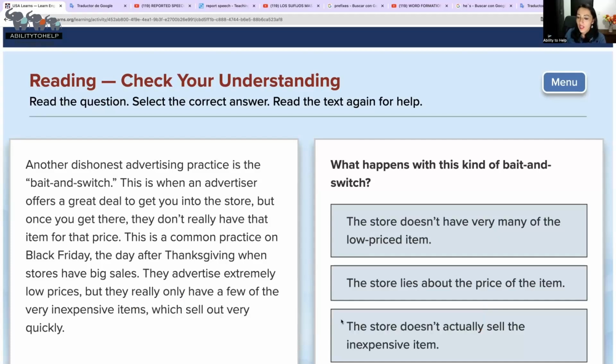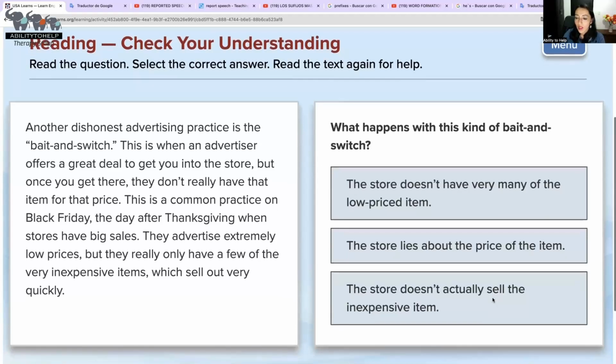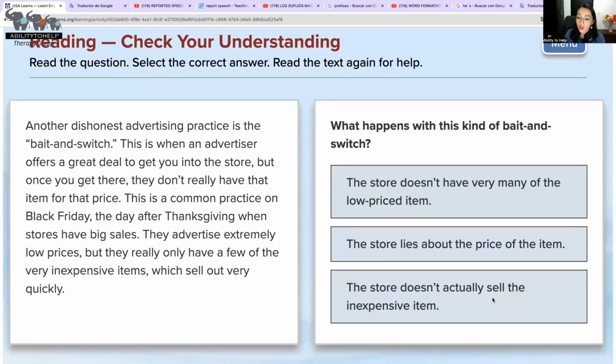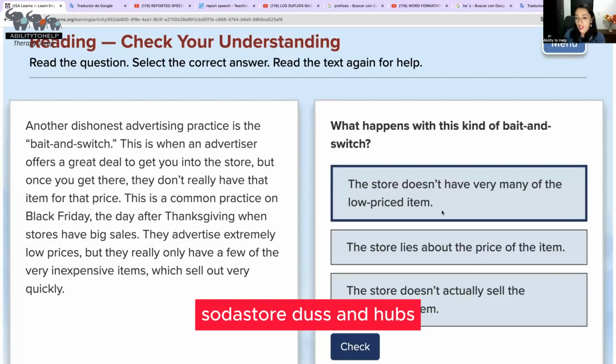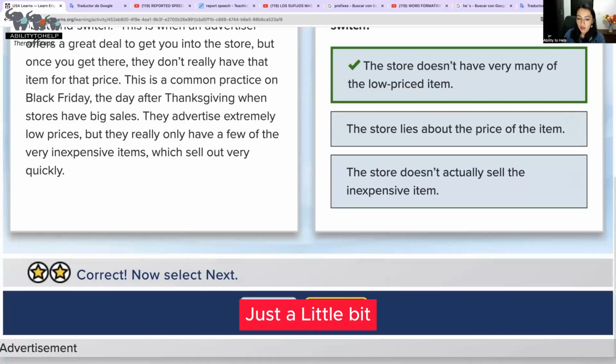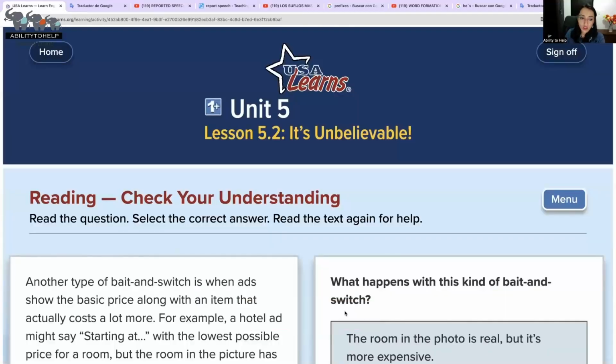The store doesn't have very many of the low price items. The store lies about the price of the item. The store doesn't actually sell the inexpensive thing. So the store doesn't have very many of the low price items, just a little bit.